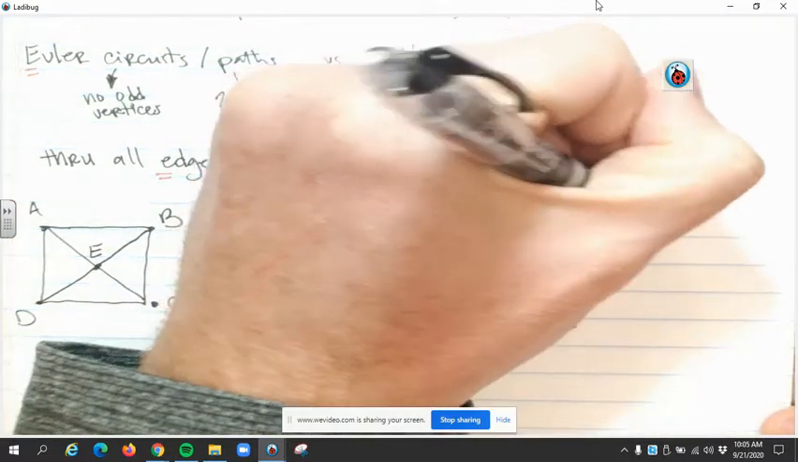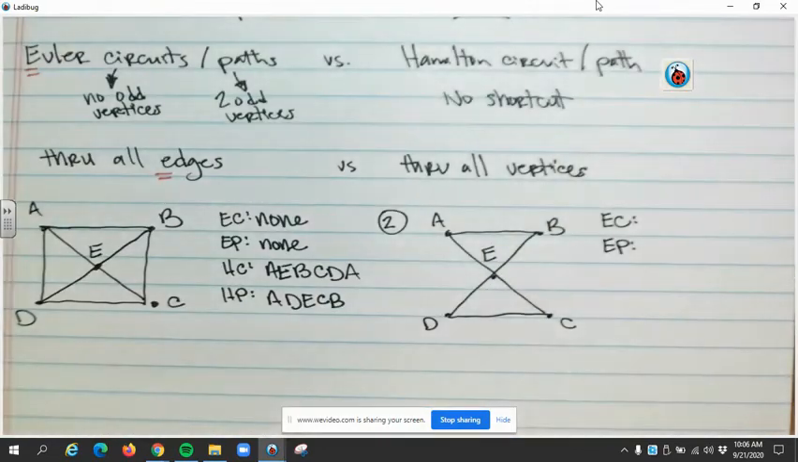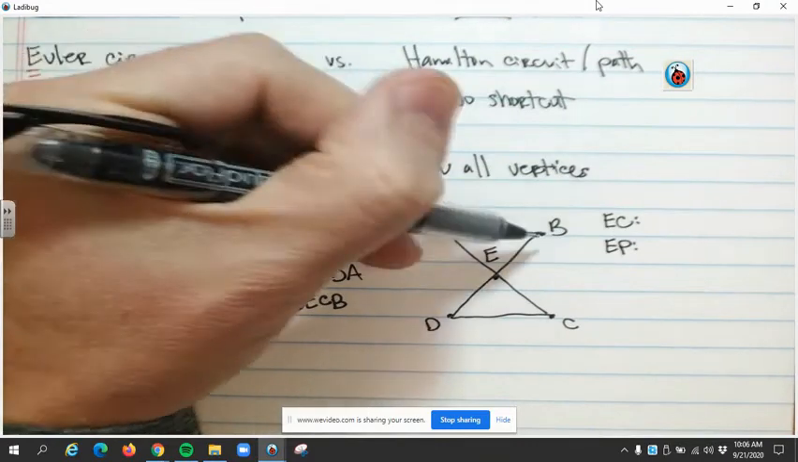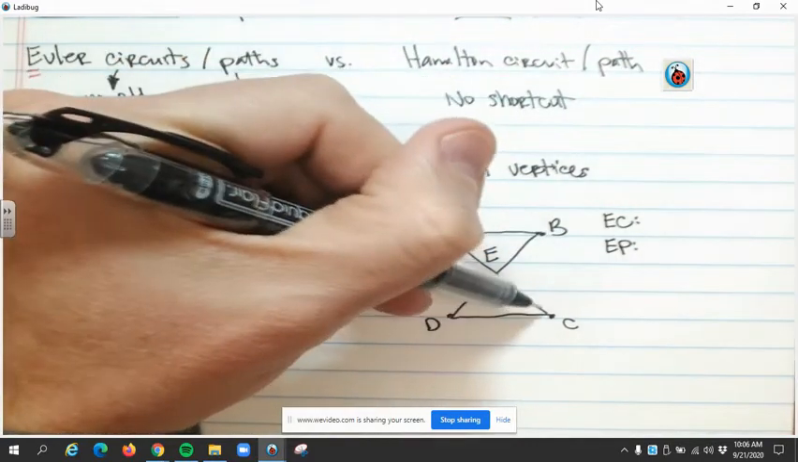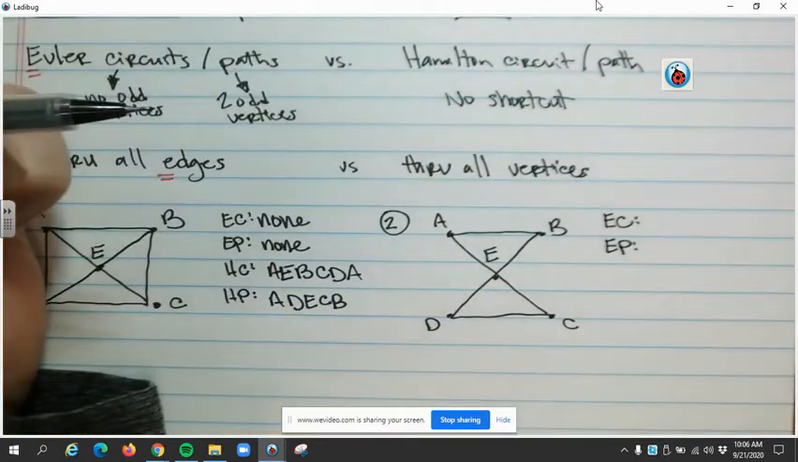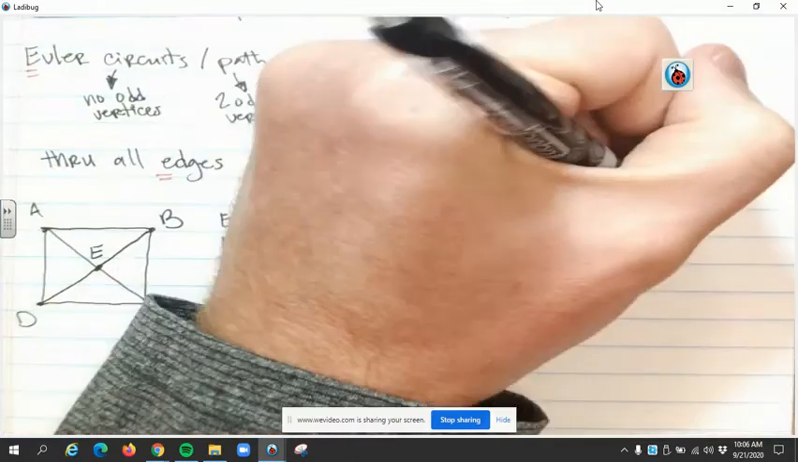Let's start with Euler. Is there an Euler circuit? Count your degrees of your vertices. This is a degree of 2, 1, 2. So does B, so does D, so does C. All of these are even. E is also even because it has a degree of 4. They're all even. There is an Euler circuit.